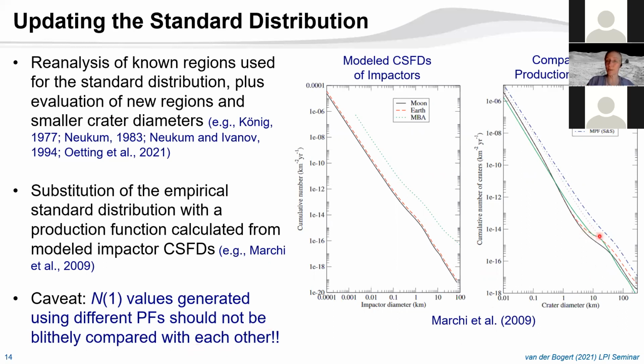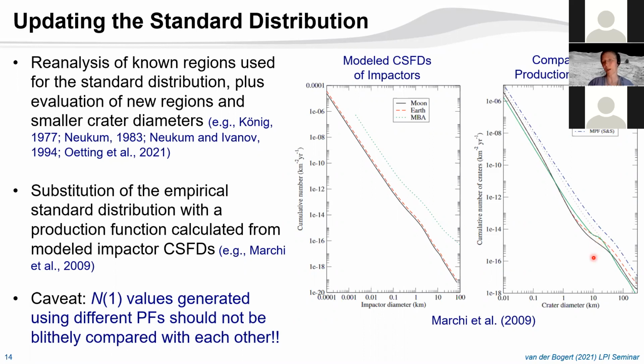And so this brings up one of the first big caveats that always needs to be paid attention to: all the n(1) values that we generate using a production function shouldn't be casually compared with each other. You want to make sure that you're comparing n(1) values from the same production function. Because you're basically deriving a different number for the McPhee production function than you are for the Neuquén production function.